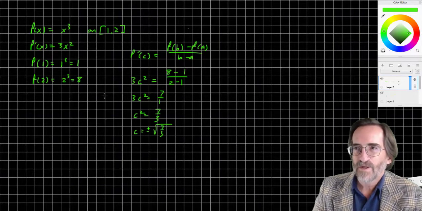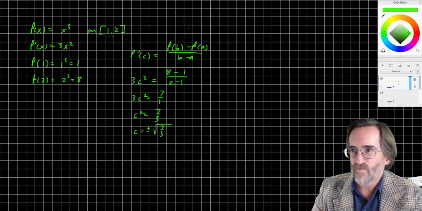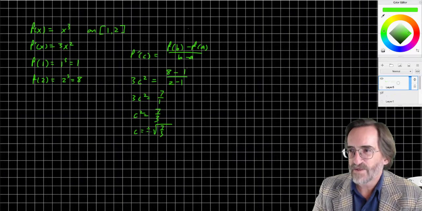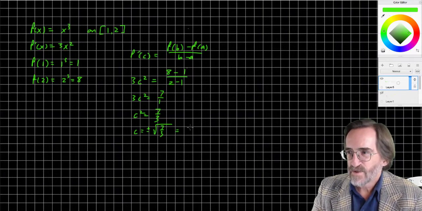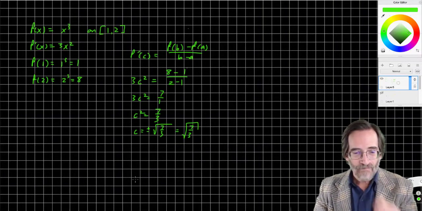Now, which one is on the domain from 1 to 2? Well, 1 squared is 1, and 2 squared is 4. This is going to be between 1 and 4. Yep, it is, if it's positive. So the square root of 7/3 is the one that is guaranteed.